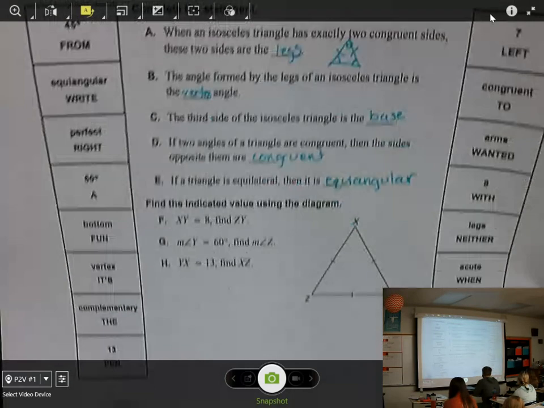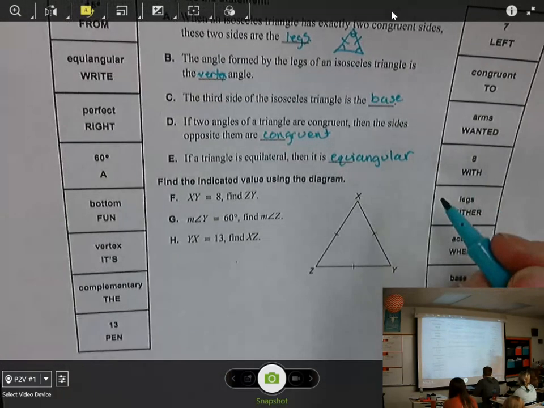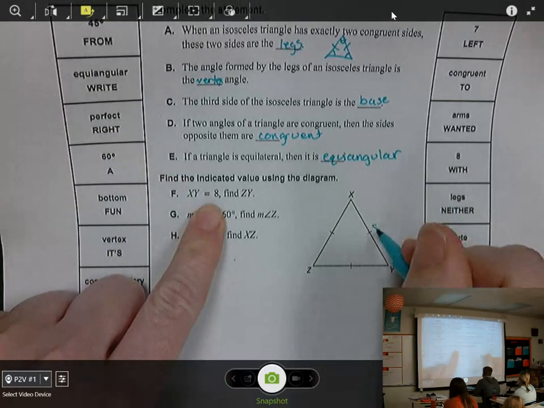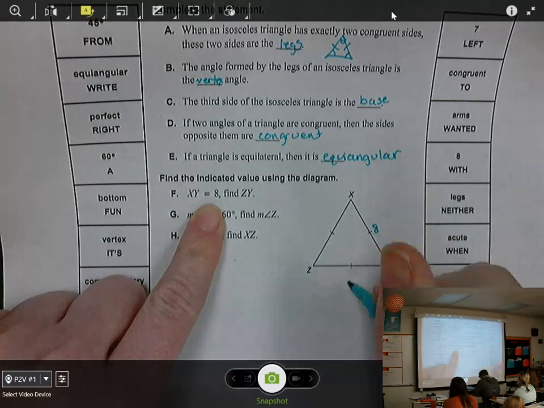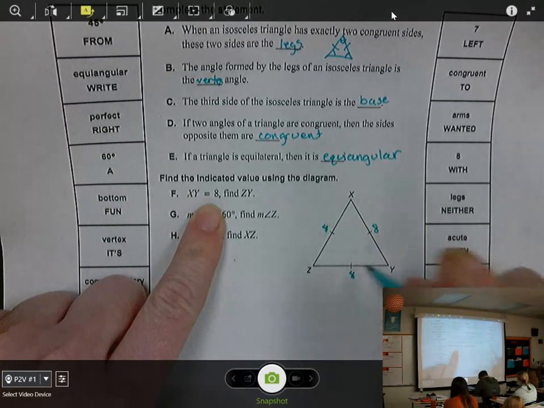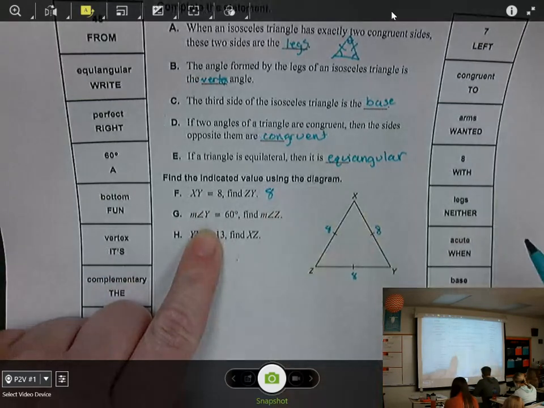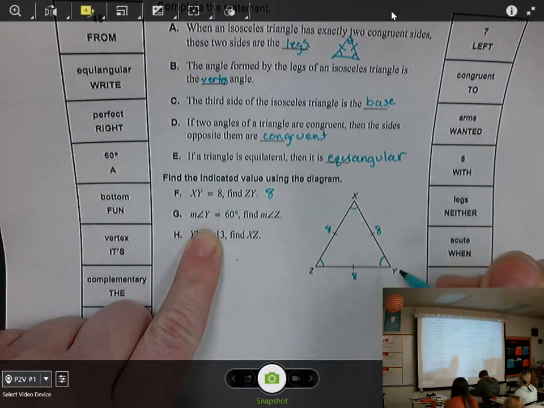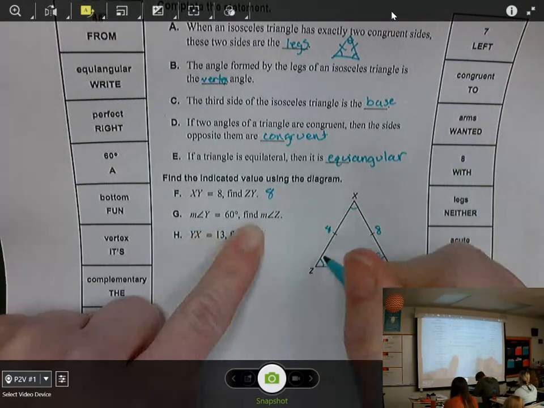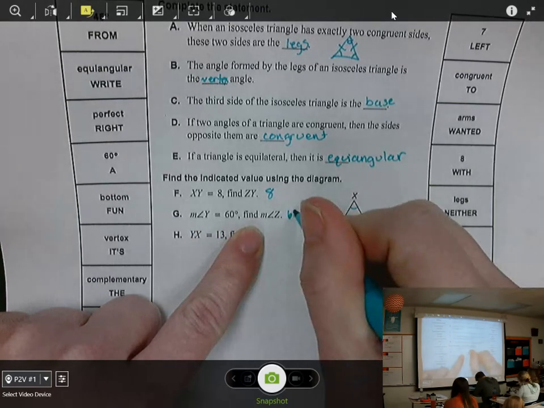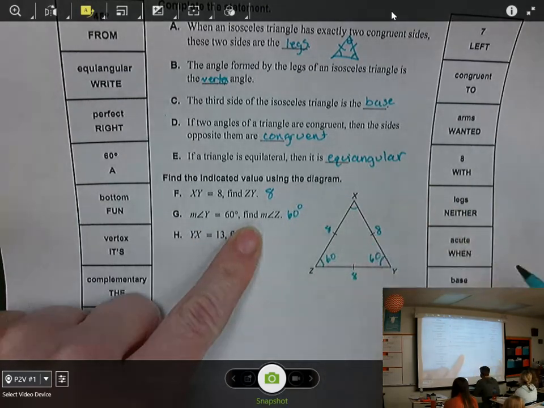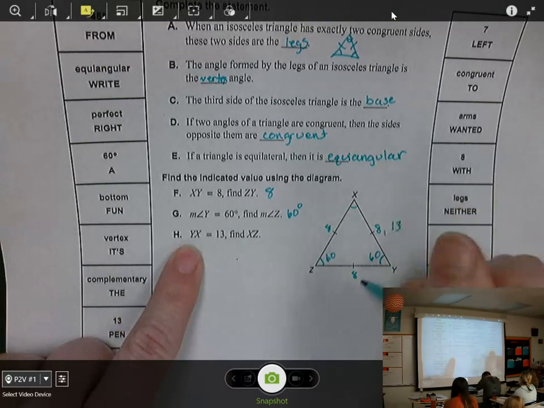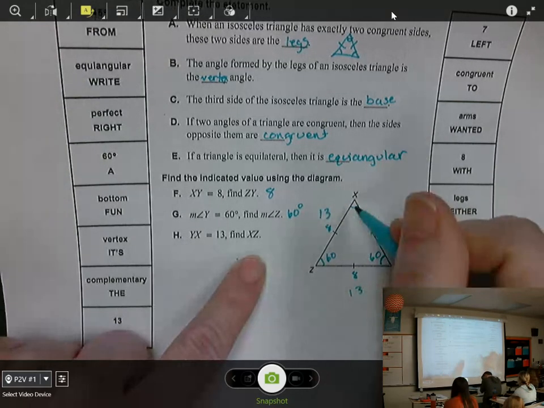Okay. And part F, it says find the indicated value using the diagram. If I was you, I would actually label it. So XY is 8, and it has all three sides marked congruent. So that means all three sides would be 8. So then ZY would be 8. G, all of these angles are congruent because it's equilateral, so it's also equiangular. So if angle Y is 60 degrees, angle Z would also be 60 degrees. And in any equilateral triangle, all three angles are going to be 60 no matter what. And if YX was 13, then all of these would be 13. So XZ would be 13.